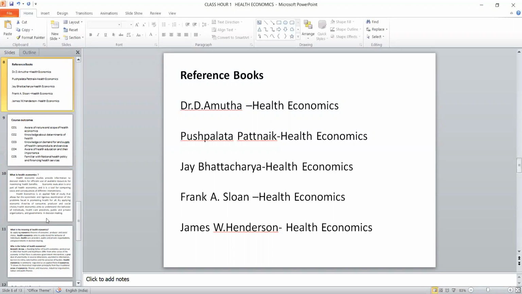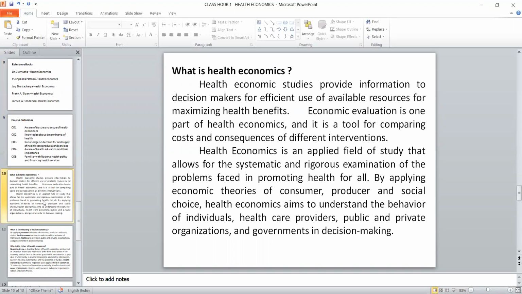Now let us start the class. First, we'll start with what is health economics. Like other subjects, health economics is not a hard and fast tool to understand. Why? Because it is related to information about us. Whether we have to maintain our health, certainly we should maintain.